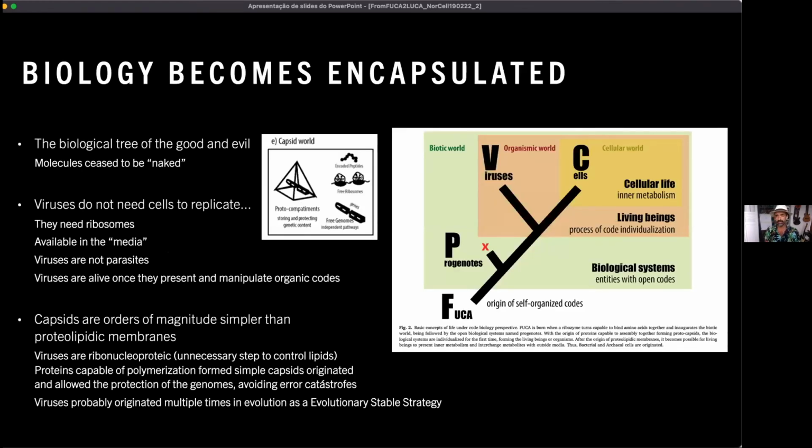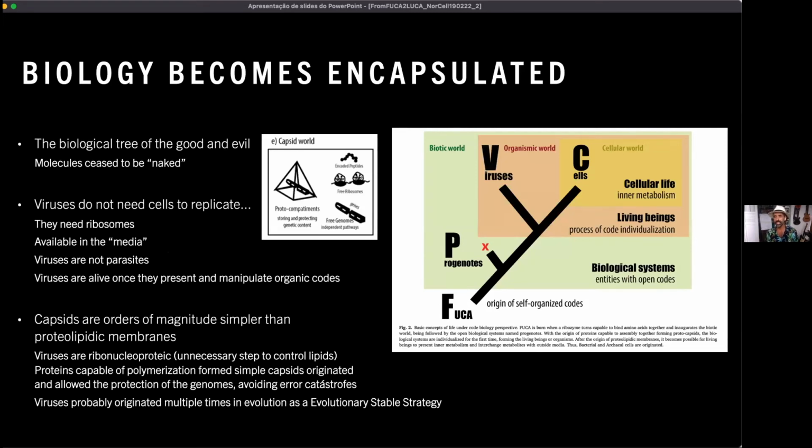And then the next step happened when biology became encapsulated, okay? So the molecules ceased to be naked. They ate the fruit of the biological tree of good and evil, and they were ashamed to be naked, and they got encapsulated. How did this happen?